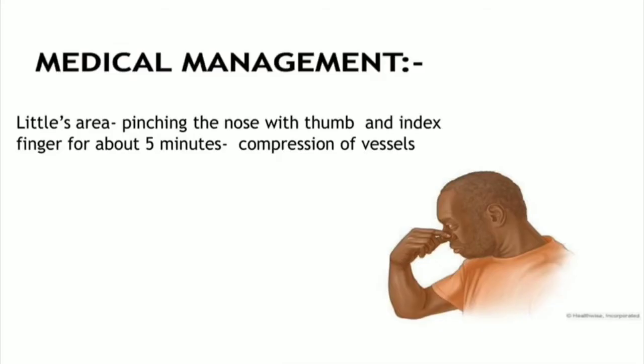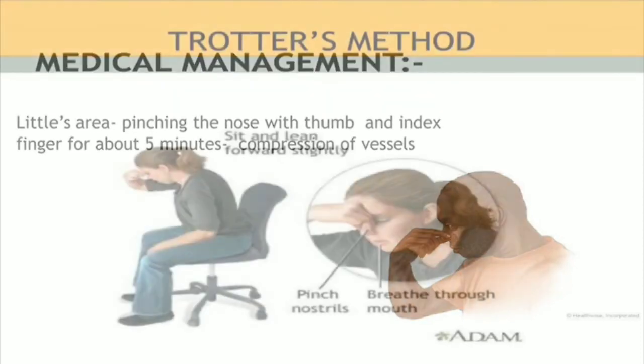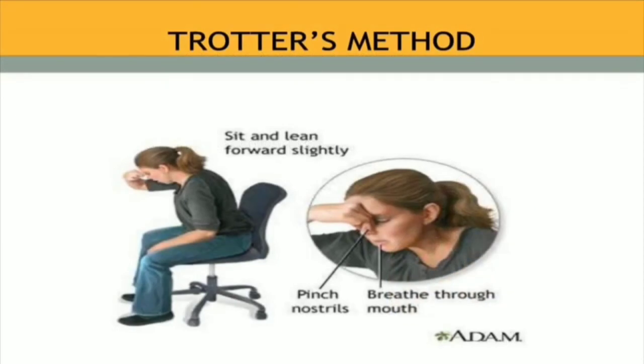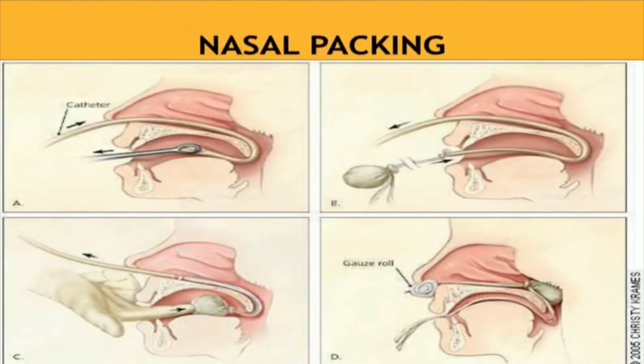Bleeding from the Little's area, that is the area supplied by the Kieselbach plexus, can be managed conservatively by pinching the nose with the thumb and the index finger for about 5 minutes. This compresses the vessels and stops the bleeding. Another mode of conservative management is the Trotter's method, where the patient is instructed to sit and lean forward slightly, pinch the nostrils, and breathe through the mouth. If bleeding is not controlled by these techniques, nasal packing has to be carried out.